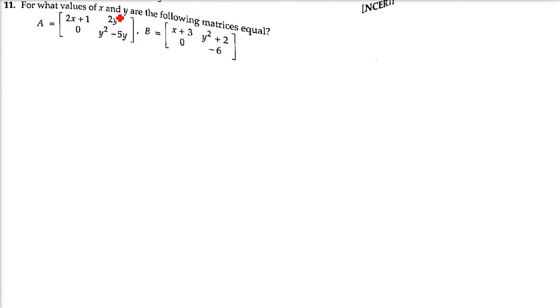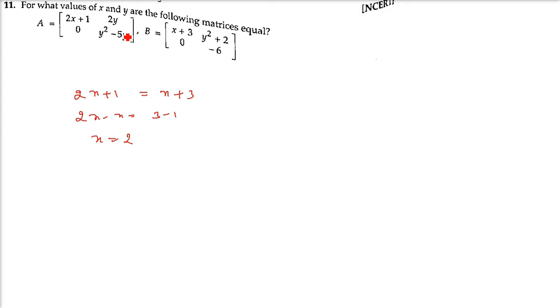For what values of x and y are the following matrices equal? So let us see one by one. What does it mean when we say matrices are equal? The corresponding position values are equal. So 2x plus 1 equals x plus 3. What do we get? 2x minus x is equal to 3 minus 1, that is x is equal to 2.